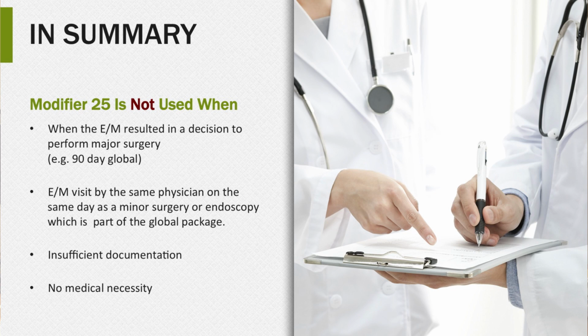Modifier 25 is not used when the E&M resulted in a decision to perform major surgery. A major surgery is defined as a surgical procedure that has a 90-day global period. In those cases, Modifier 57 would be utilized to unbundle the office visit from the procedure. We also would not use Modifier 25 for an E&M visit by the same physician on the same day as minor surgery or an endoscopy, which is part and parcel of the global package. Insufficient documentation and no medical necessity.